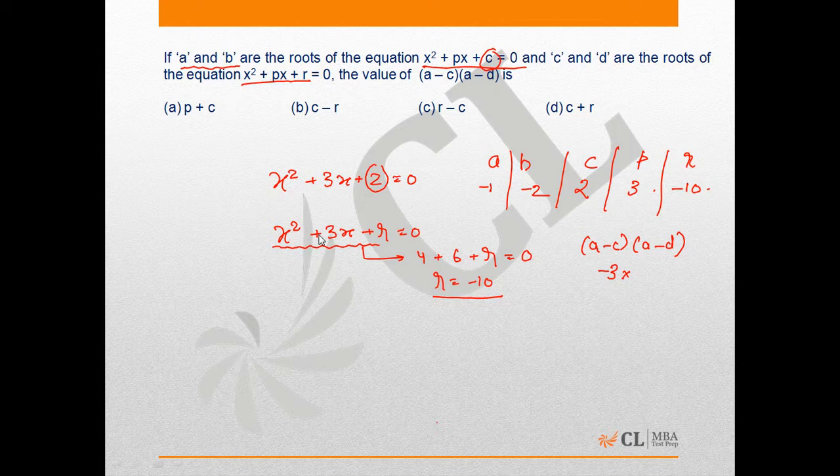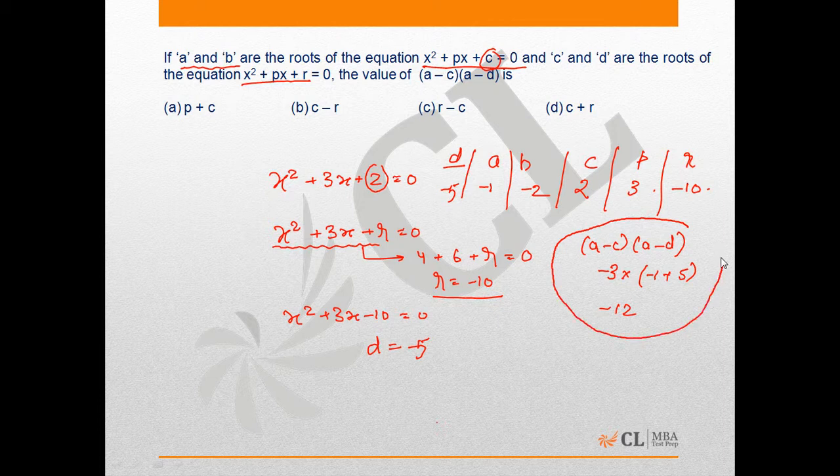I also need to calculate the value of d. If you factorize this equation, x square plus 3x minus 10 is 0 that you calculated, you can say the other root d, apart from 2, would be minus 5. So the value of d is minus 5. So this is a, which is minus 1, a which is minus 1 plus 5. So it becomes minus 12. So I only take the option which is equal to minus 12.